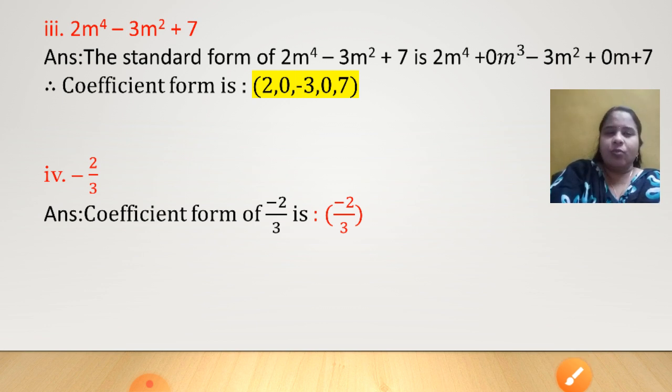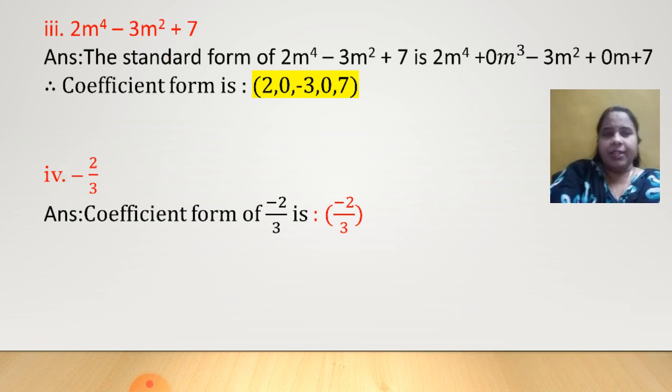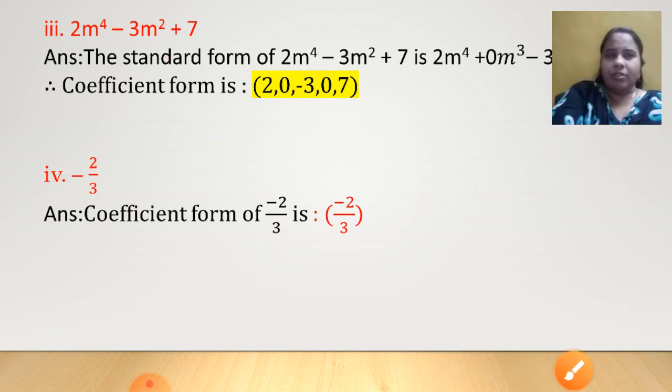The last one now, the fourth one. Only a number is given, the variable is not given at all. So this itself is its answer. Don't try to insert any variable in that. This is the last term, this term. So for this the coefficient form will be the number itself, that is minus 2 upon 3. I hope all these sums and this concept is clear to you, right?